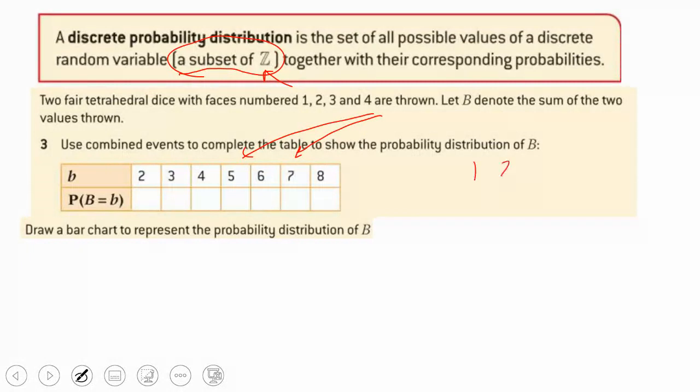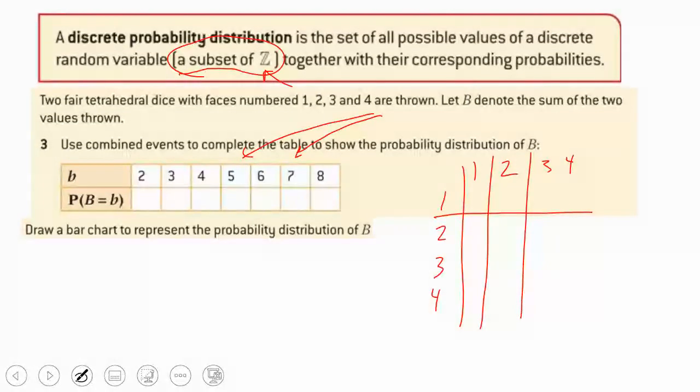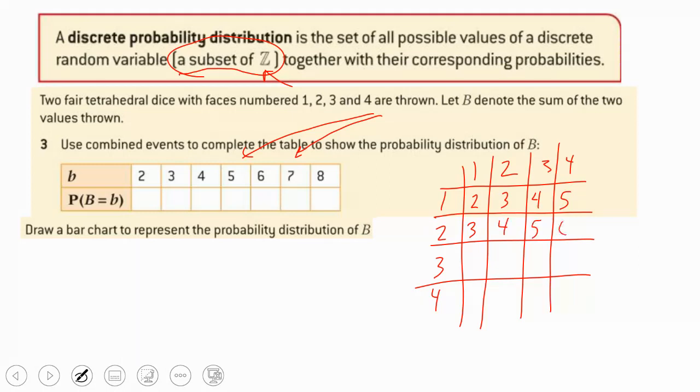So let's organize our thoughts here a little bit. If we have the numbers 1 through 4 on each die, and we're adding them together, then our sums, 1 plus 1 is 2, 2 plus 1 is 3. Our sums would be this. It helps to get a little visual. You can do it without the visual, but I think you might miss something.